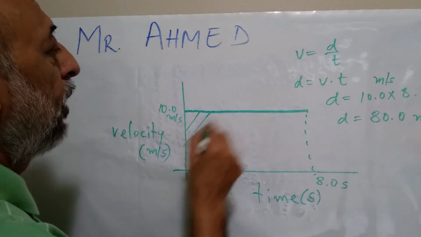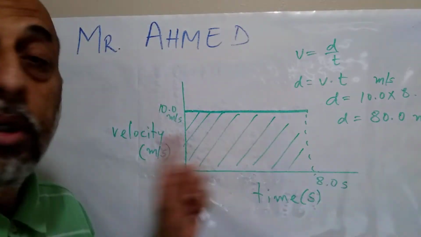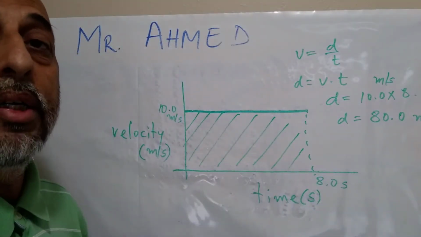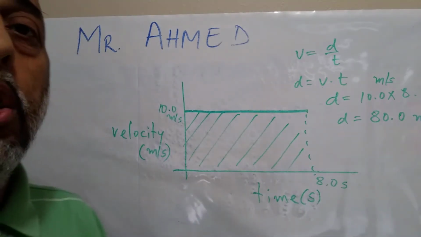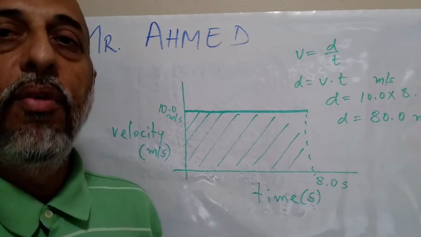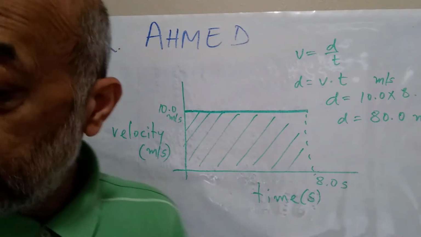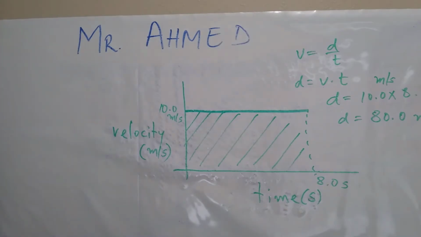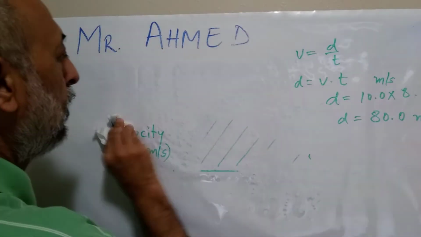So even if you had seen this rectangle and calculated the area of this rectangle, that would have also been 80. So the rule is that you use the area of a velocity versus time graph to calculate the displacement. Now this rule works even if the figure were not as simple as a rectangle.